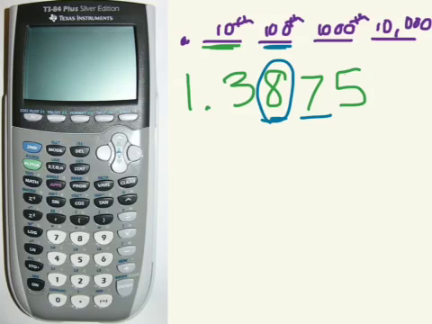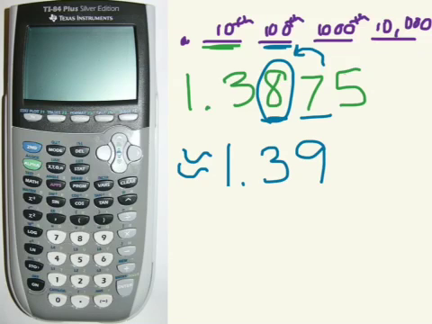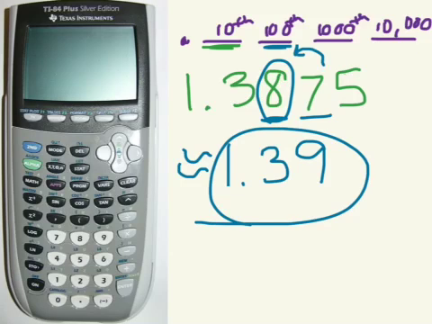7 is above 5, it's 5 or above, so that's going to bump up this 8 to the next number up, which is a 9. So when I approximate this number to the hundredths place, I get 1.39. That 7 rounded this 8 up to a 9, so my approximation for this would be 1.39.